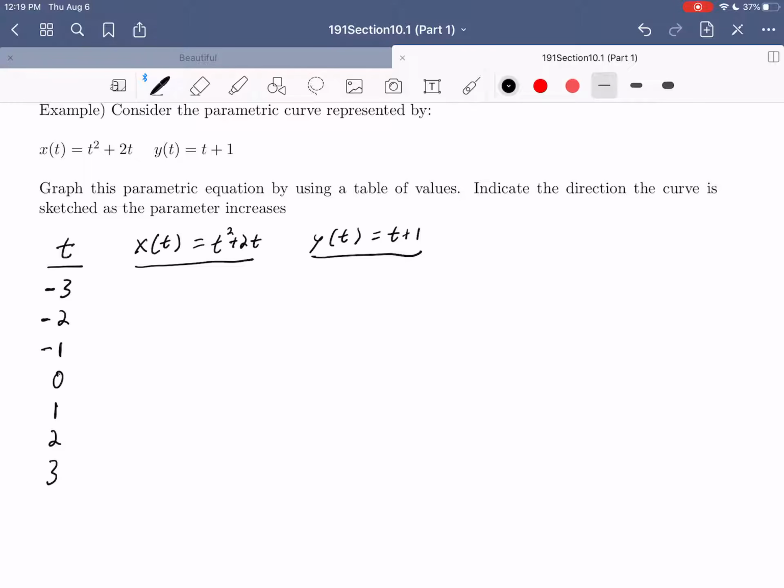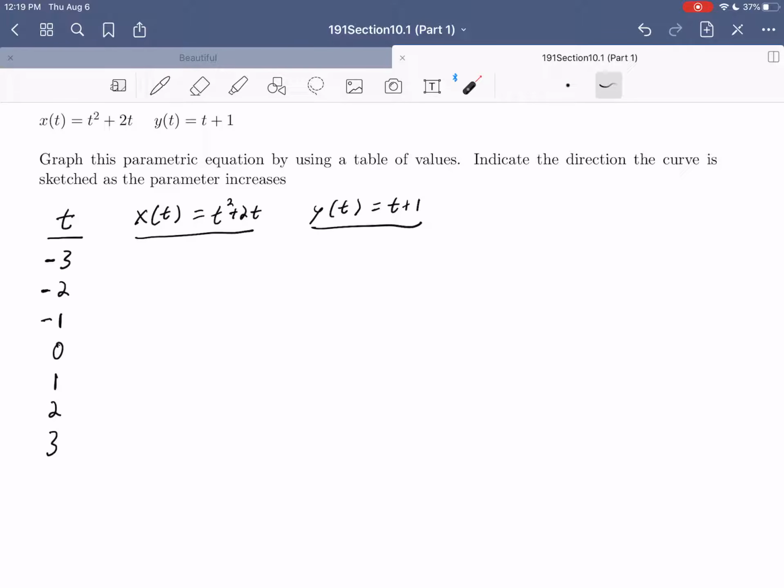We'll get these, pop them onto a graph. If it looks like we understand the shape, we'll call it good and we'll just draw in the curve. If not, we can always go back and add in some additional values here. So if we have t equals -3, then if we plug that in here, we're going to have 9 minus 6, so that's 3. And then when we plug in -3 here, we're going to get -2.